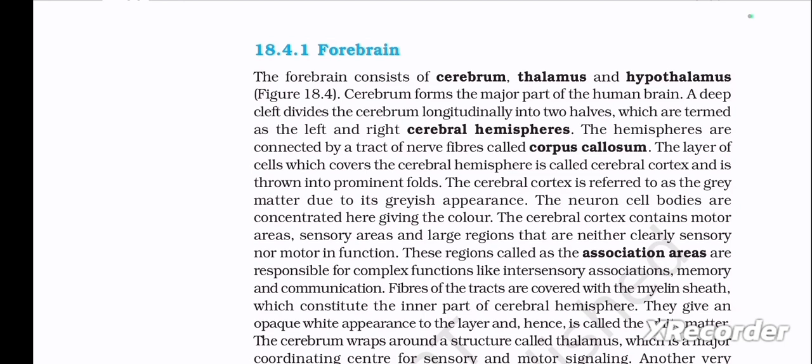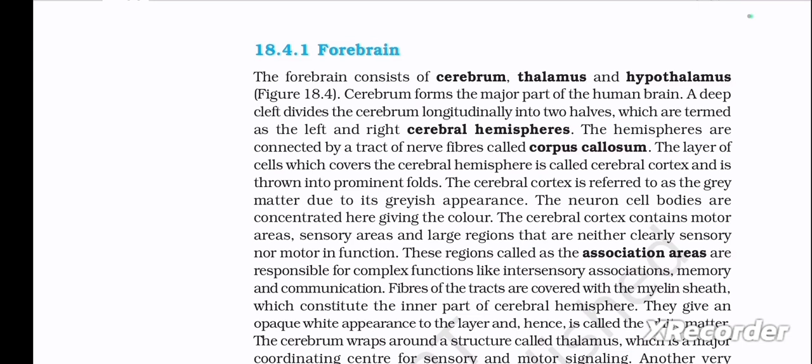A deep cleft divides the cerebrum longitudinally into two halves, which are termed as the left and right cerebral hemispheres. The hemispheres are connected by a tract of nerve fibers called corpus callosum. The layer of cells which covers the cerebral hemisphere is called cerebral cortex and is thrown into prominent folds. The cerebral cortex is referred to as the grey matter due to its greyish appearance. The neuron cell bodies are concentrated here, giving the color.